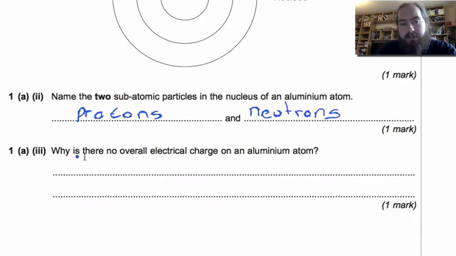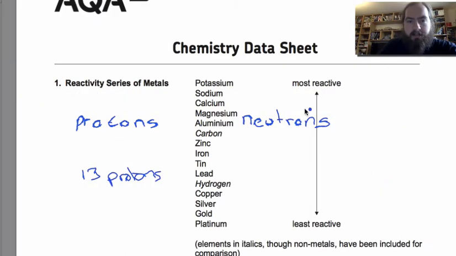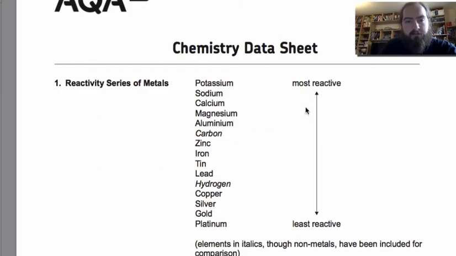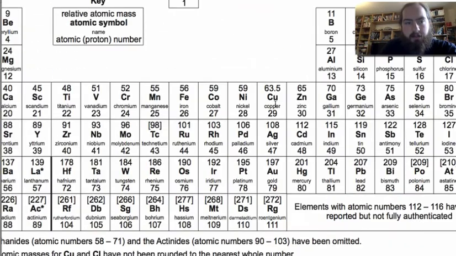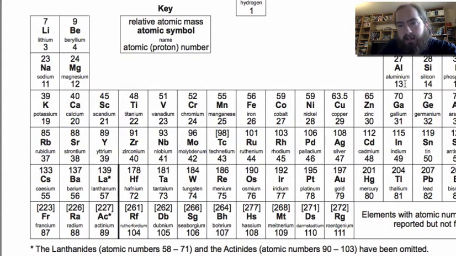Part 3. Why is there no overall charge on an aluminium atom? Now, the thing that makes an aluminium atom aluminium is the fact that it has 13 protons. And you can check that using the data sheet it gives you. The periodic table, you find aluminium has got atomic number of 13, that means 13 protons. The protons are your positively charged particles.